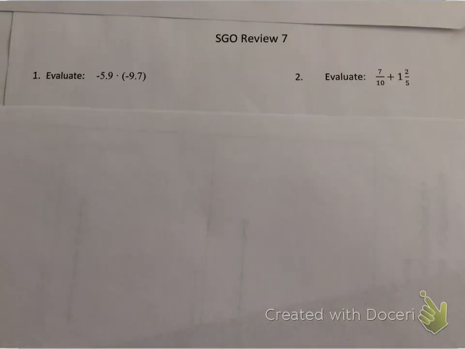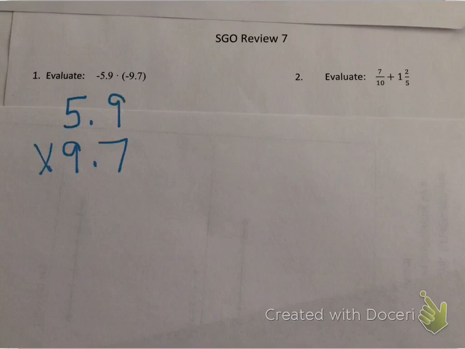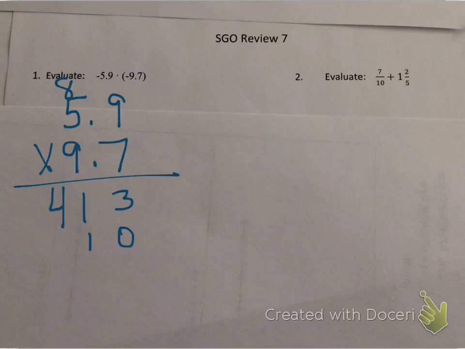Okay, next one, we're evaluating -5 and 9/10 times -9 and 7/10. So you have to do some long multiplication here. And we have 2 negatives, so my answer is positive, so I don't have to worry about those negatives. 7 times 9 is 63. 7 times 5 is 35, plus 6 is 41. Then we have 9 times 9 is 81. Put your space saver there. 81. 9 times 5 is 45. Plus 8 would be 53.